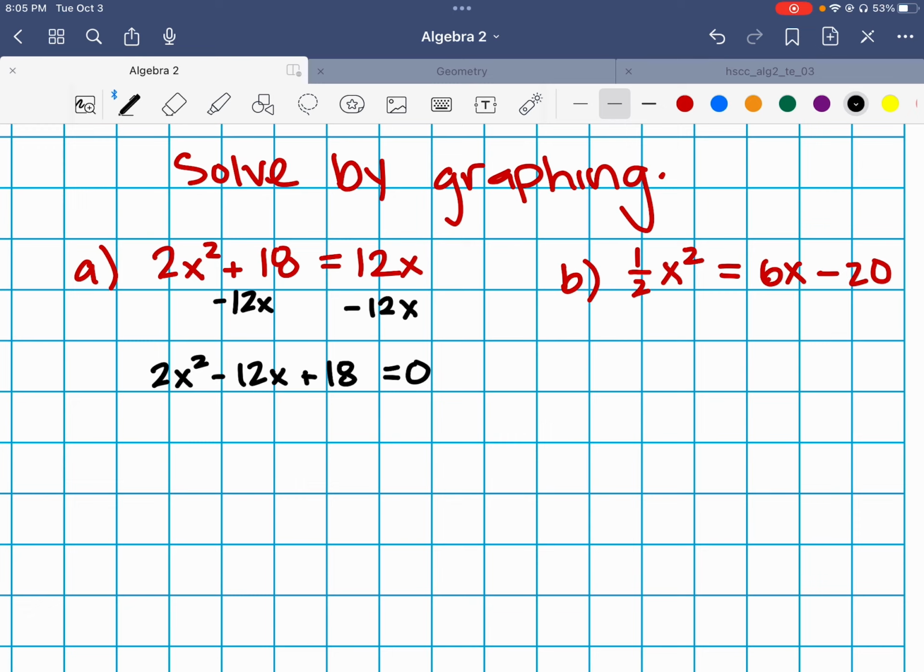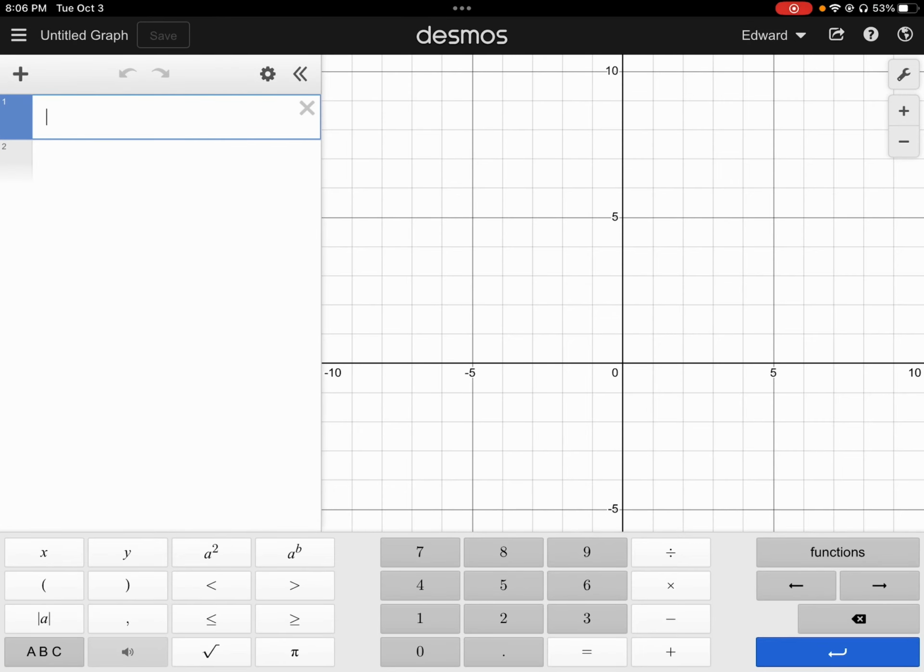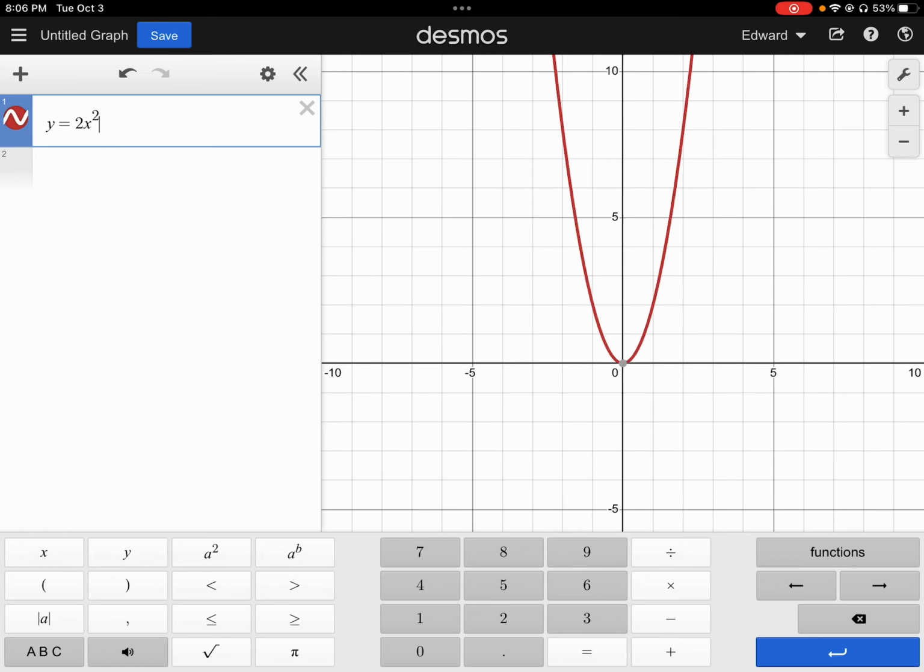We'll talk a little bit more about why we do it this way, and then I'll go into a little bit more detail. So I'm just going to write it as y equals 2x squared minus 12x plus 18. Now, if you want to graph it by hand, you're more than welcome to do so, but my suggestion is you swap this over into Desmos. So we remember y equals 2x squared minus 12x plus 18, and we hop on over to Desmos and we type that in. Y is equal to 2x to the power of 2 minus 12x plus 18.